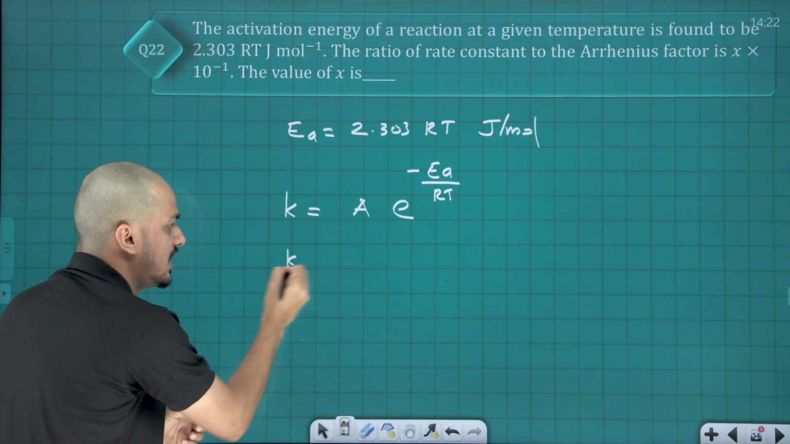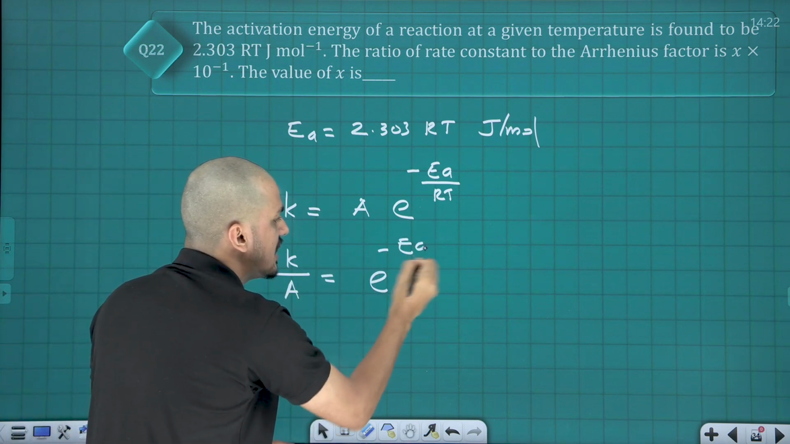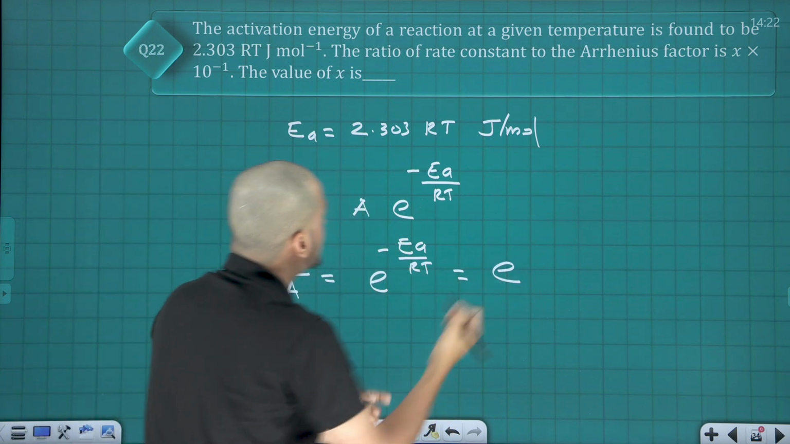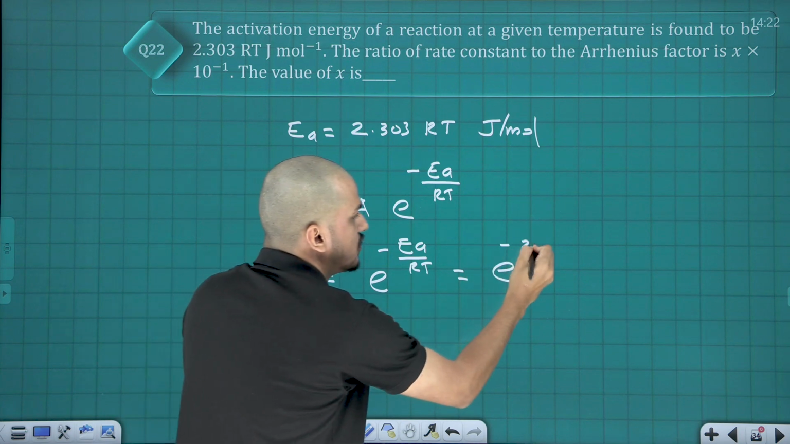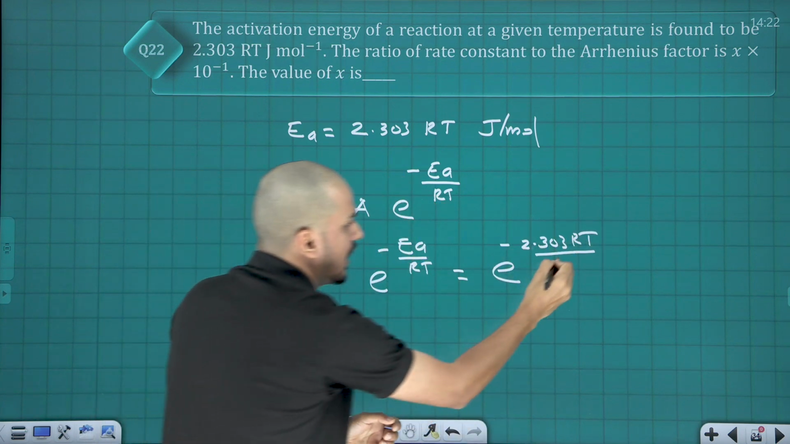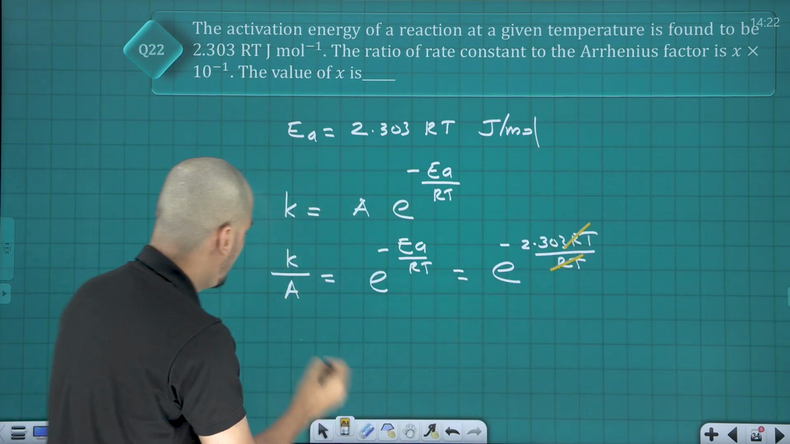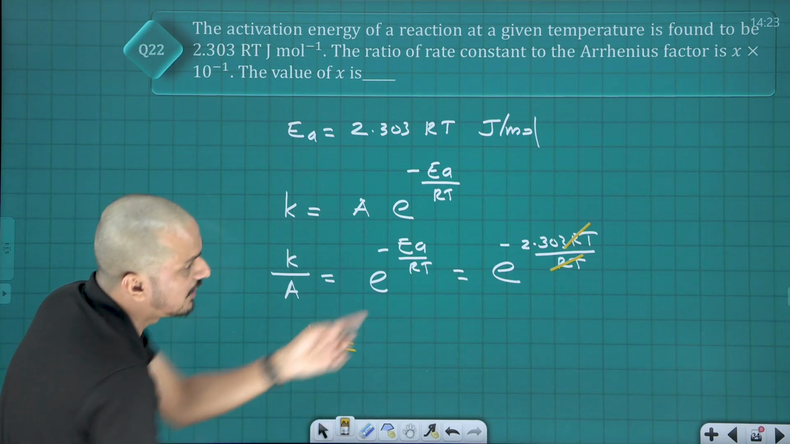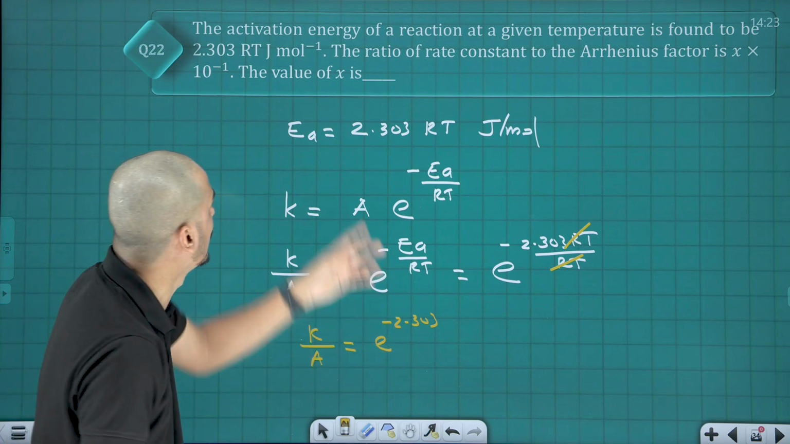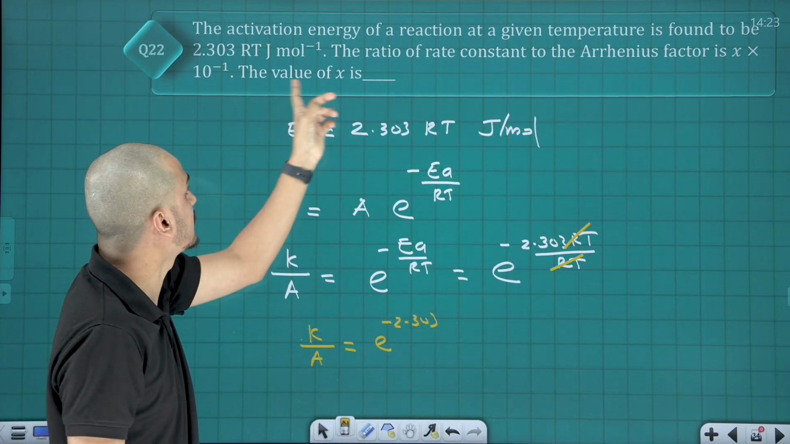A I am taking to the left, so K by A equal to e raised to minus EA by RT. We can substitute the value for EA, which is 2.303 RT. Here the RT gets cancelled. That means K by A equals e raised to minus 2.303. They have given that the answer is of the type x into 10 raised to minus 1, and they are asking the value of x.